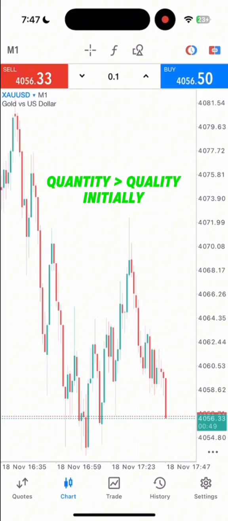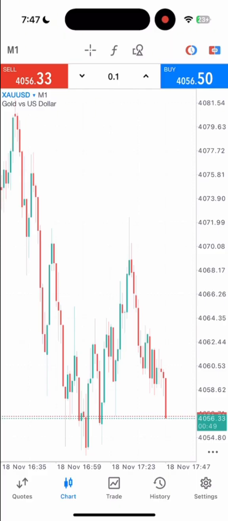Quantity is more important than quality initially. You want to start taking a lot of trades so that you can get used to the platform. And after you take your first 10, 20, 30 trades, if there's anything that you're a little bit confused about right now, all of it will make sense. But the learning is in the doing.